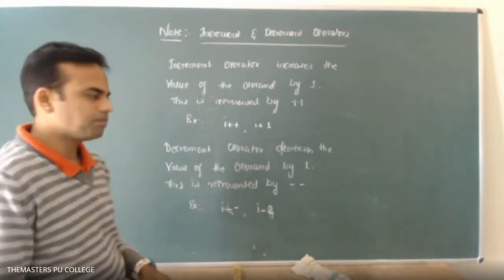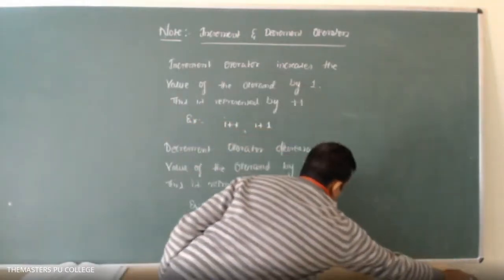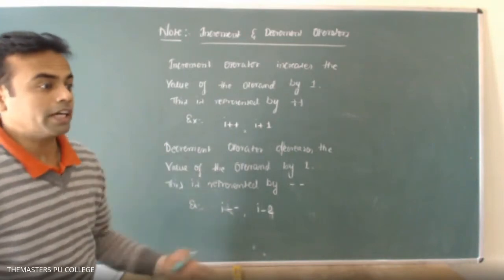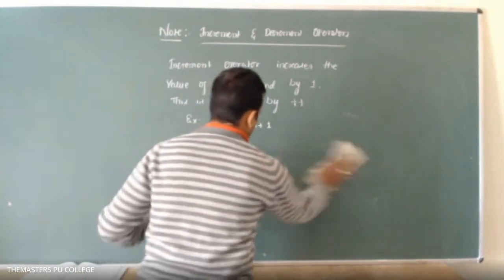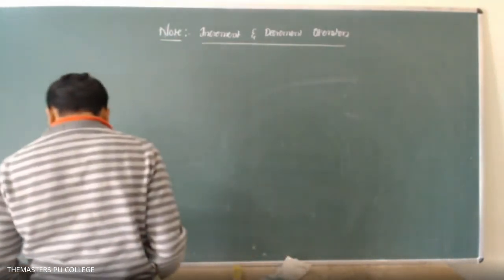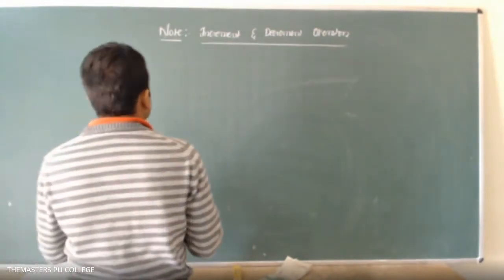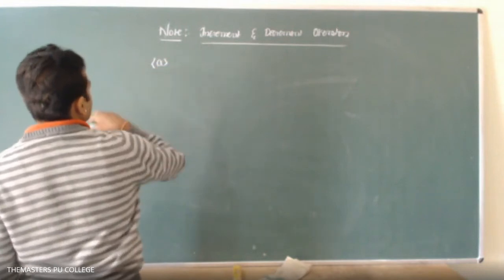Okay, next: prefix increment, prefix decrement, postfix increment, postfix decrement. Okay. Write this in the subheading as A and B.